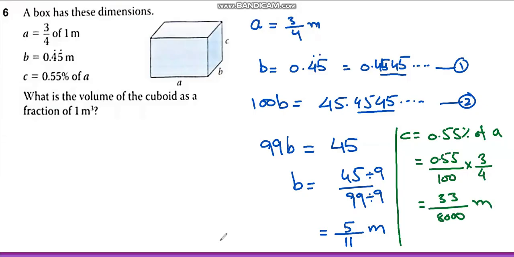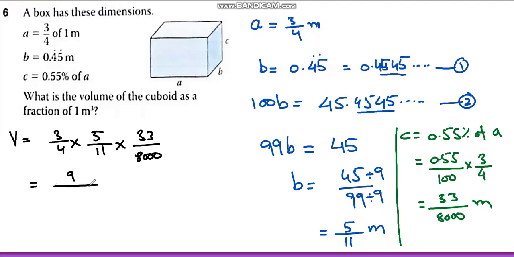Now to find the volume, let's multiply these 3 dimensions. So the volume will be equal to 3/4 times 5/11 times 33 over 8,000. Now if we again use a calculator, we get the simplest form of our answer, that will be 9 over 6400 meter cube. The unit of the volume should be written in cubic form. Now let's proceed to the next question.